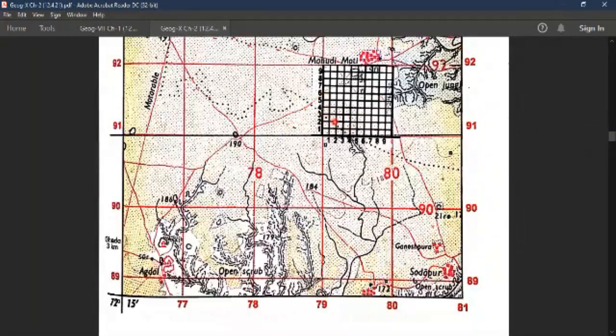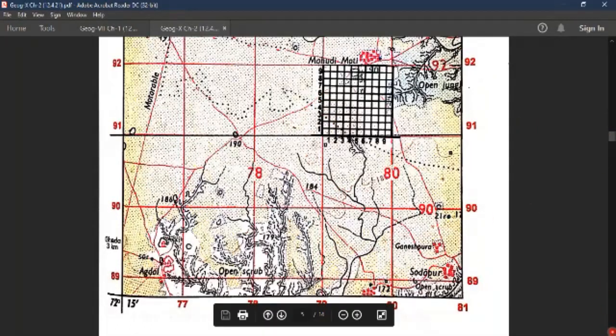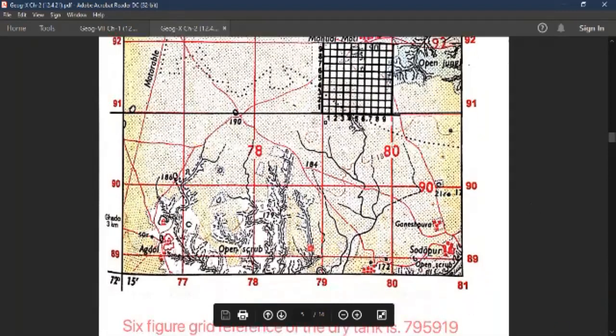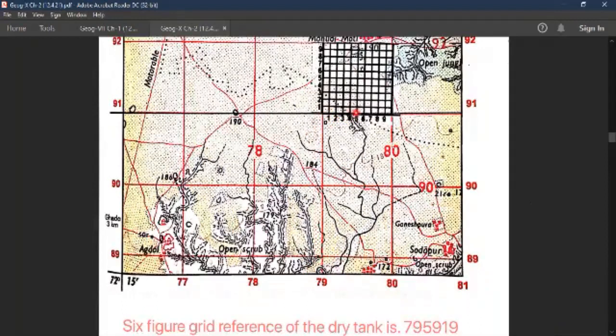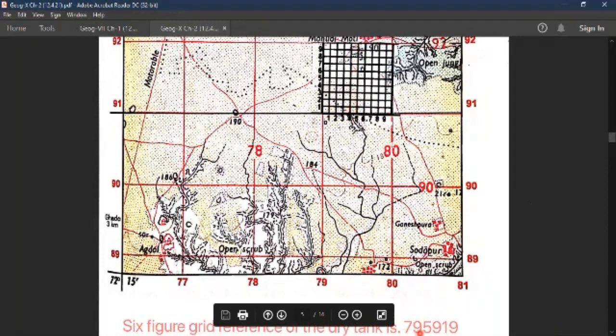As you can see, first of all, in the six figure, we are going to mention the Easting value. So here the Easting value is 79. Then we further count the numbers, basically the vertical lines. So number 1, 2, 3, 4 and 5. Here almost in between 4 and 5 this dry tank lies. So the first three numbers will be 7, 9, 5.